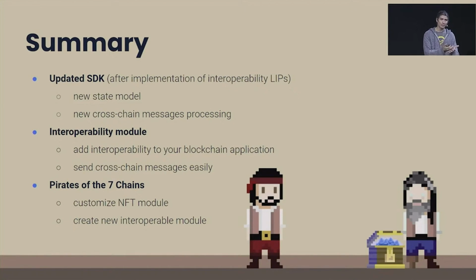Finally, I presented an example of an interoperable blockchain application, the Pirates of the 7 Chains. Here we tried to put together what we discussed before, and we saw that using the interaction between the NFT modules that we customize and the new module that we created, you can create some non-trivial logic that allows for this gaming example. The bottom line here is that interoperability is coming. So now is the time to get your hands dirty and start building an interoperable blockchain application. With this, I thank you.